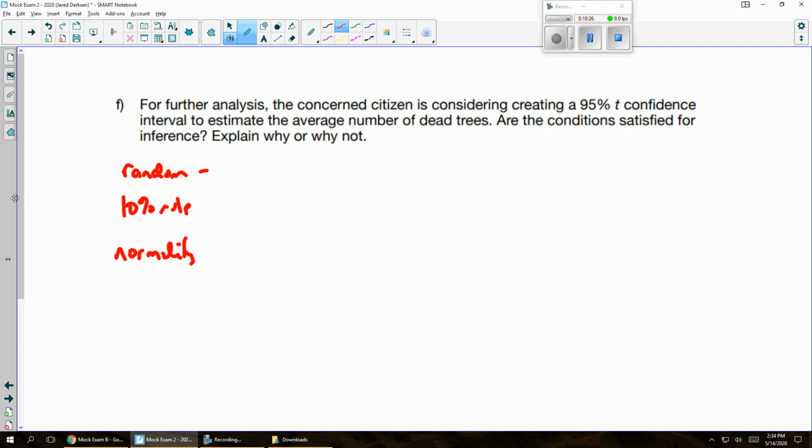I'd like to point out, I think a pitfall might be if you wanted to know if a tree is alive or dead, does that make it a binomial problem? Remember, I'm not asking trees, are you alive or dead? I'm asking city blocks, how many dead trees you have. So that's why it's a means problem and a t interval. So that was yes. I'll work the second question in a separate video.